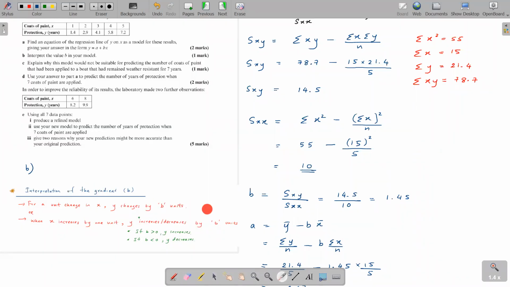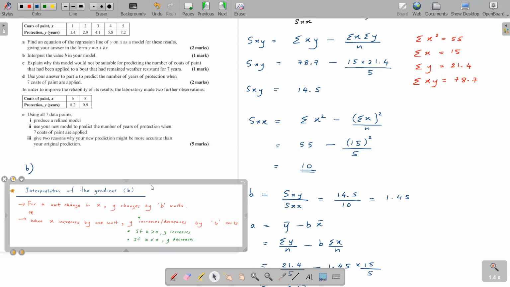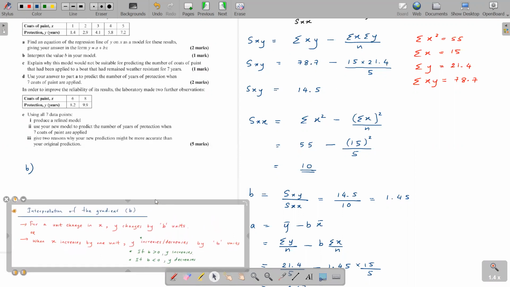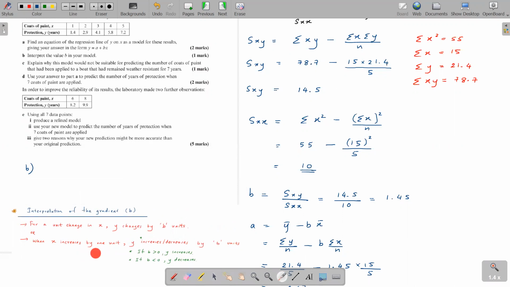All right, guys. So this is the note I gave you all, right? In the beginning of this chapter, interpretation of gradient. So this was part of the notes. I just took it to show you guys. You can see the main interpretation I go with is the second one. When x changes by 1 unit, y increases or decreases by the gradient. Okay. So make sure you also use the correct units. You can't write x, y. You have to use the correct notations according to the variables they have given. Okay, so interpret the value of b. So what do you say? x is the coats of paint, right? So when x increases by 1 unit, what does that mean?